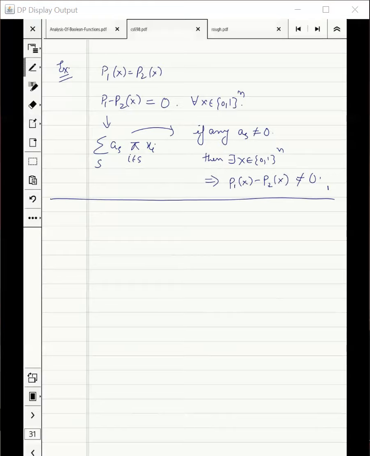Okay. So this sounds good. For functions of this kind, we have a unique multilinear polynomial representation. Any questions about this?